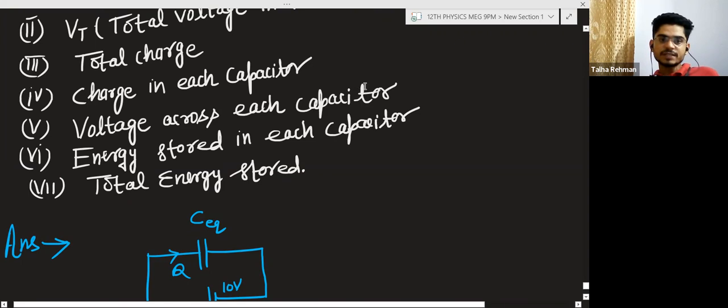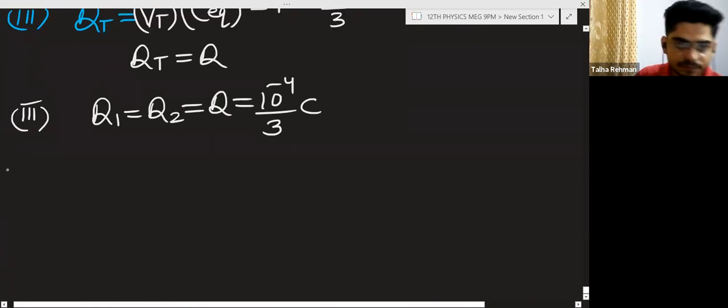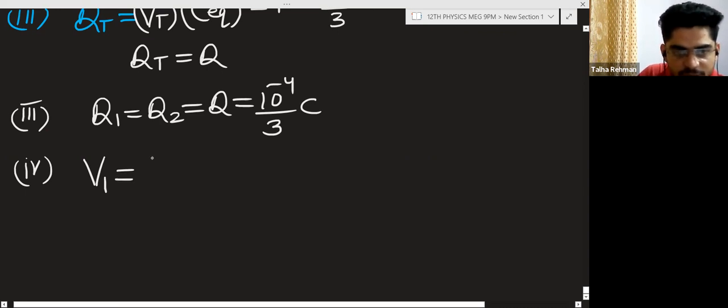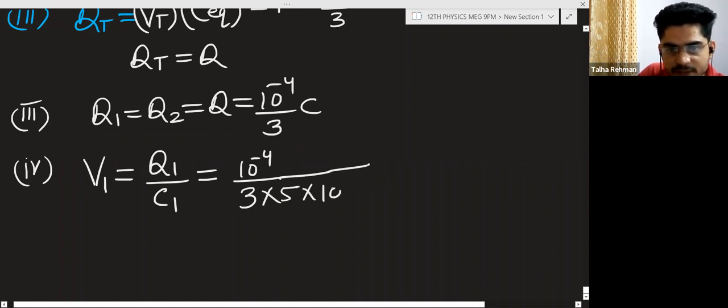Fifth, voltage across each capacitor. Voltage across each capacitor means voltage across capacitor 1. V is equal to the charge across 1 divided by the capacitance across 1. The charge across 1 is Q1, and Q1 is equal to 10 to the power minus 4 divided by 3. And C1, what is C1? C1 is 5 into 10 to the power minus 6.